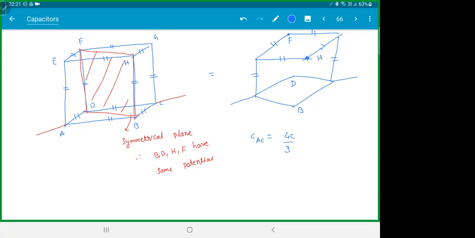All clear with this? This is a cube symmetry. Clear? Make sure to try this again. It's a good one. Then we have one more symmetry.